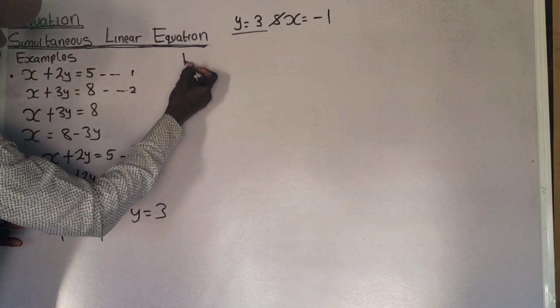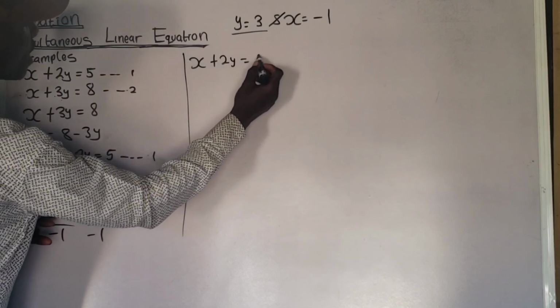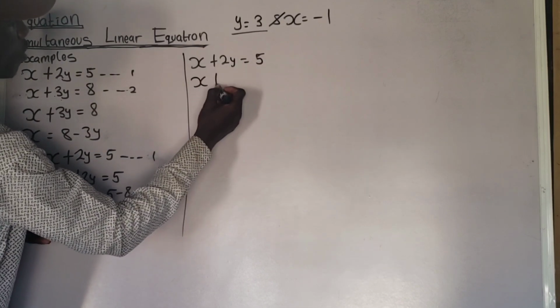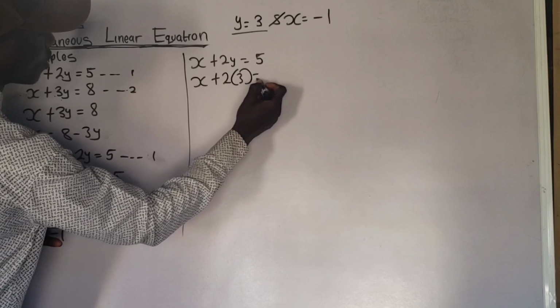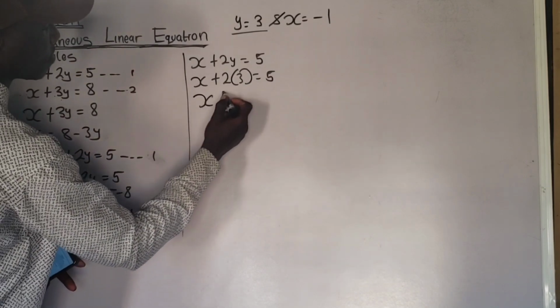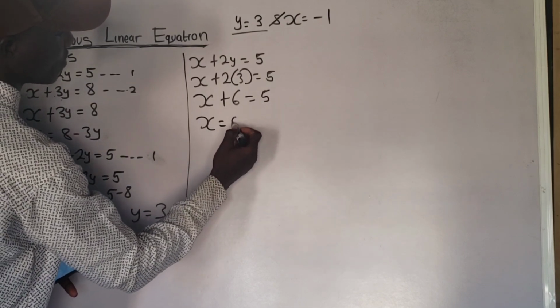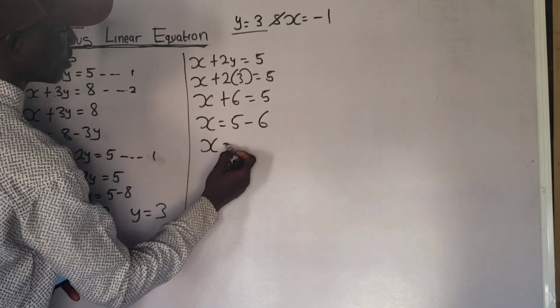So I'm going to have, let me just move this, x plus 2y is equal to 5. So x plus 2 times 3 in brackets is equal to 5, because y is now equal to 3. So I'm going to have x plus 6 is equal to 5. x is equal to 5 minus 6. x is equal to negative 1.